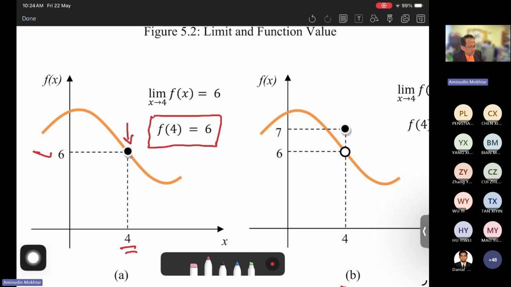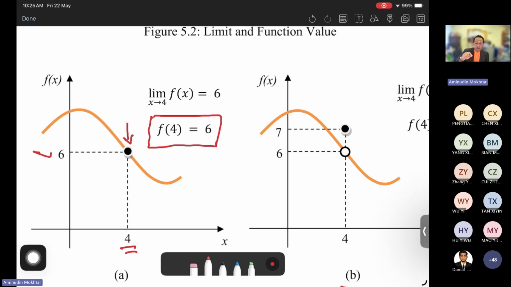The solid black dot at the coordinate of 4 and 6 indicates that the function is defined exactly at x equals 4, with a value of f(4) equals 6. So the function is defined when x equals 4. We can find the value of y when x equals 4.